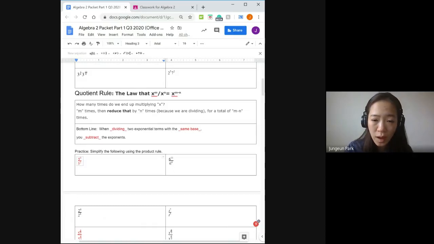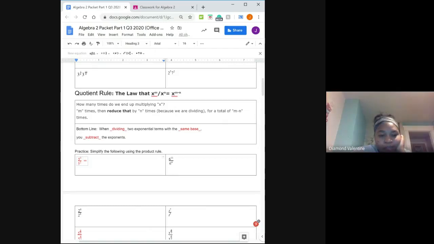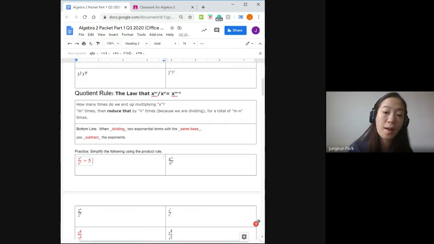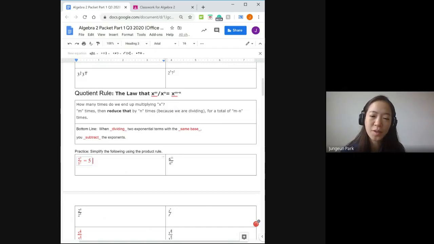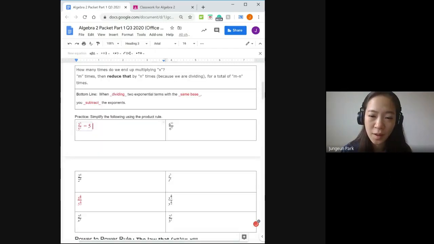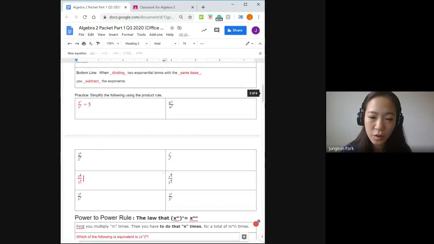All right, now practice question. So we got 5 to the third divided by 5 to the second. What do I do? It would be just 5. Why? Because 3 minus 2 is 1, so you don't really have to put that exponent there. Very good. Perfect. 5 to the first is going to be 5.